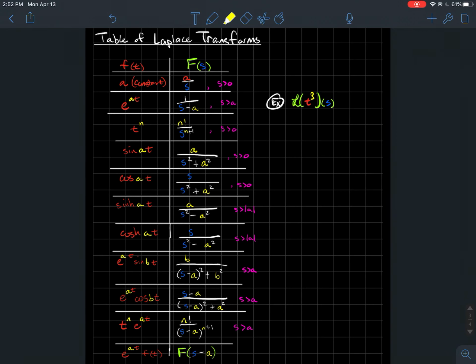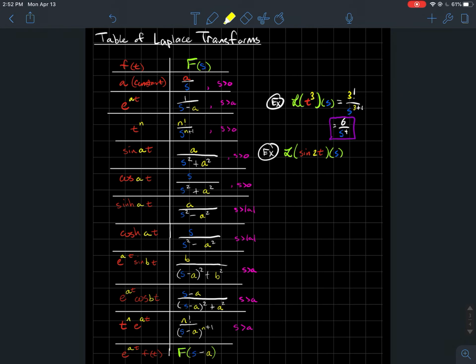Let's try to compute the Laplace transform of t cubed. If I didn't want to use that integral stuff above, what I'd realize is, hey, that has the form t to the n. Its Laplace transform should be n factorial over s to the n plus 1. So n looks like it's 3. So it should be 3 factorial over s to the 3 plus 1. Final answer should be 6 over s to the 4th. Pretty cool. Let's do another one.